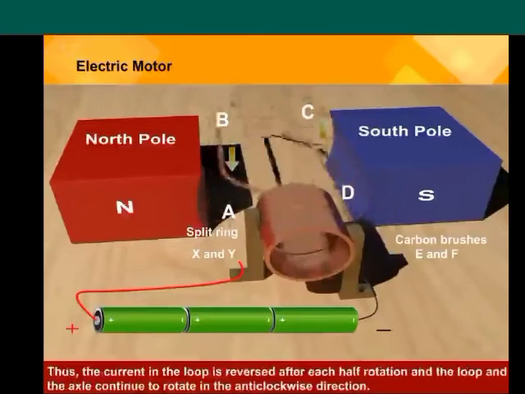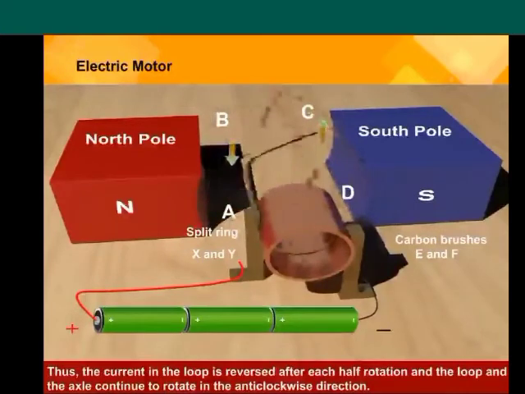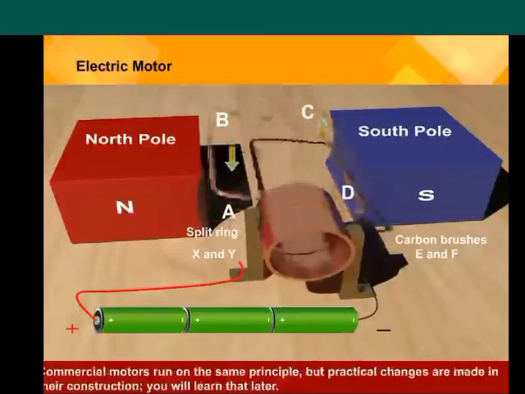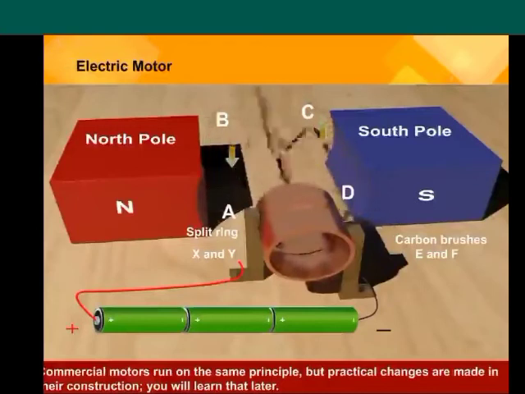Thus, the current in the loop is reversed after each half rotation, and the loop and the axle continue to rotate in the anti-clockwise direction. Commercial motors run on the same principle, but practical changes are made in their construction. You will learn that later.